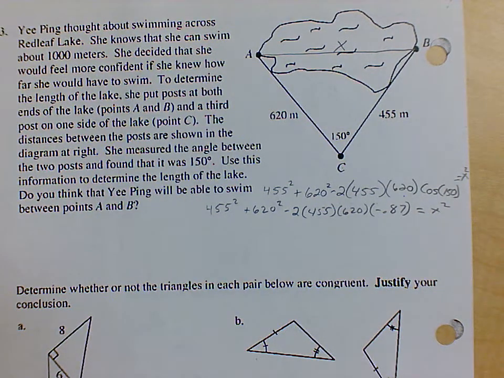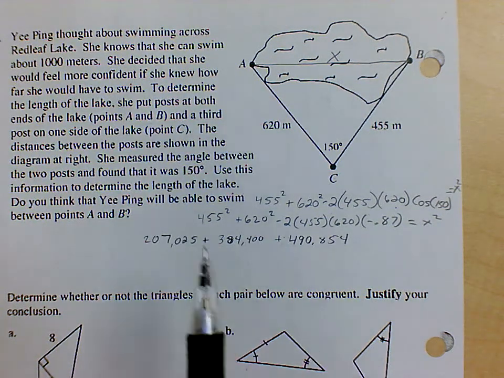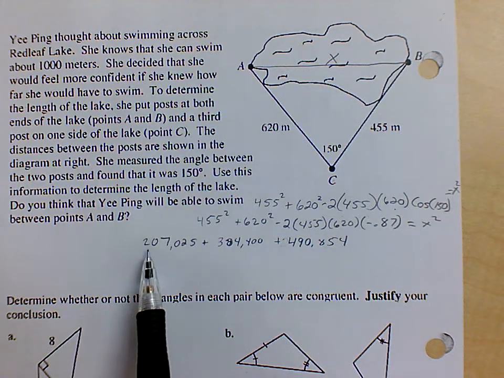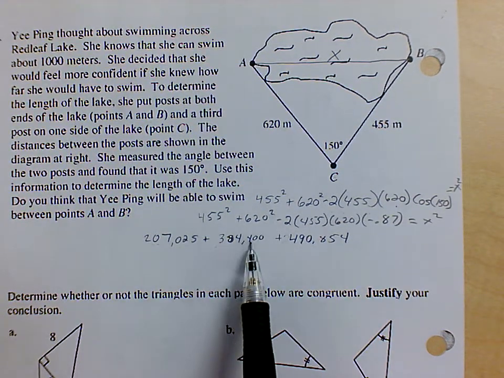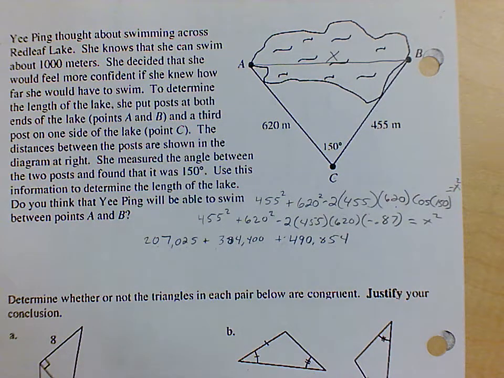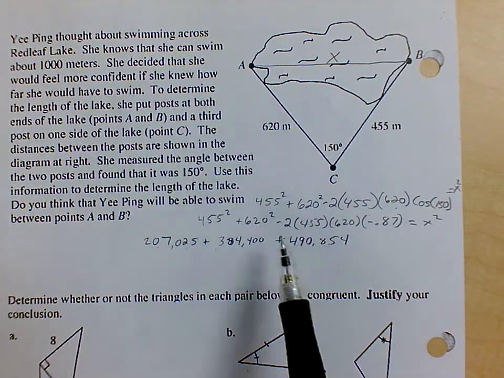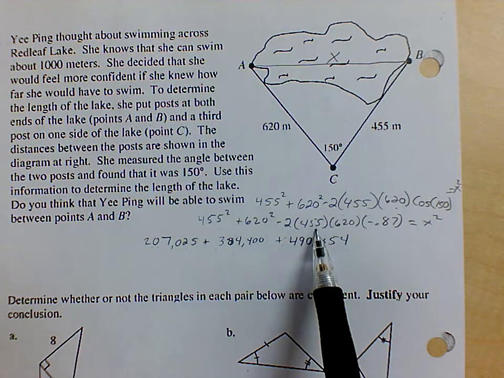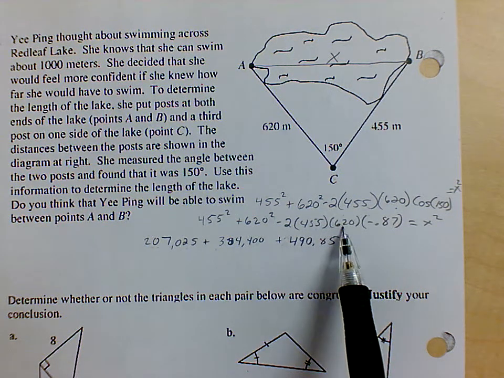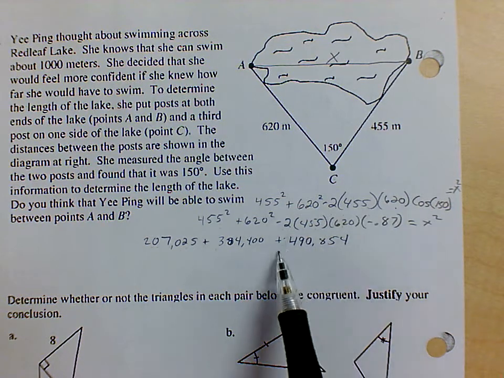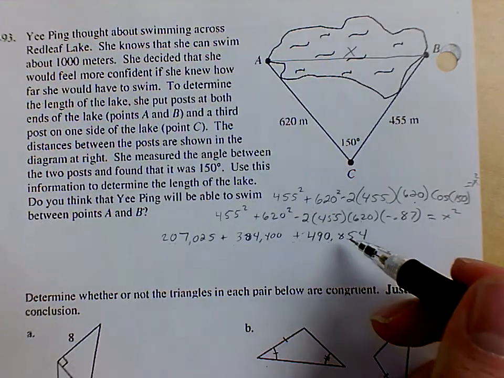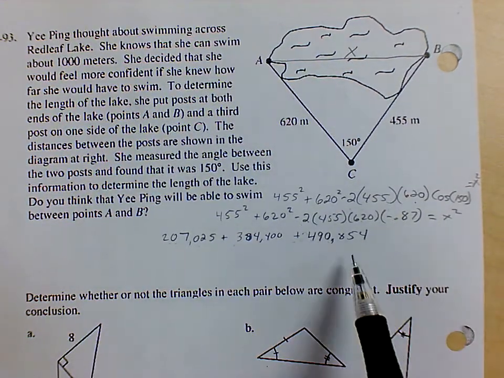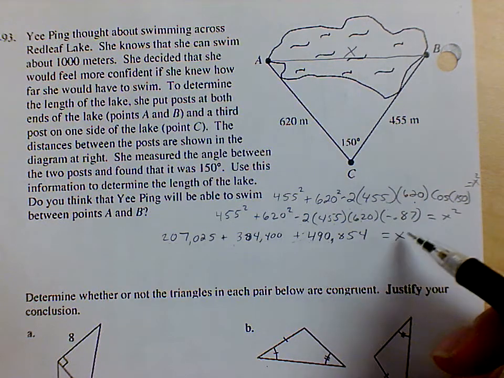All right, next thing we have to do is exponents. So I did 455 squared, and I got 207,025. The next thing I did was 620 squared. I got 384,400. And then, after I did the exponents, I did the multiplication. So negative 2 times 455 times 620 times negative 0.87. And I got this number, positive 490,854. That's going to equal x squared.